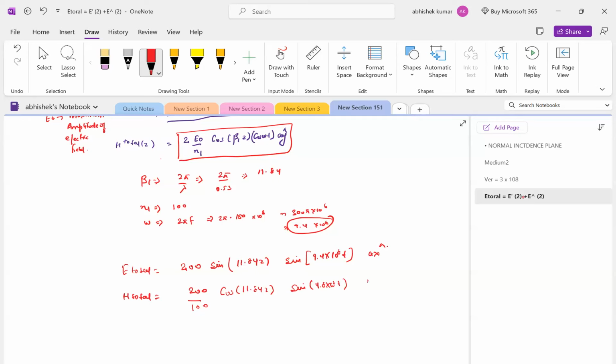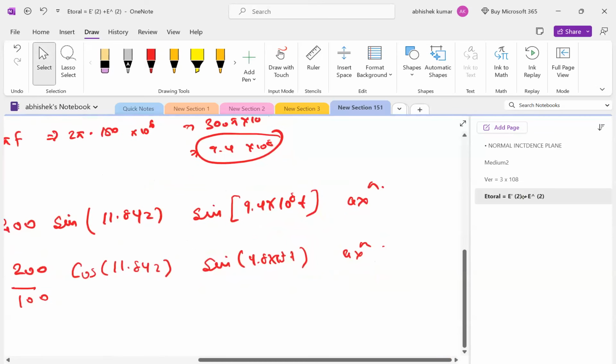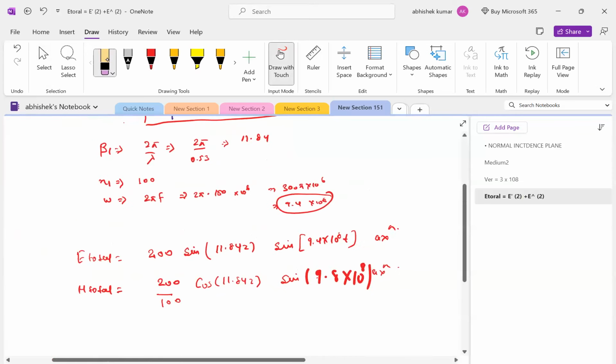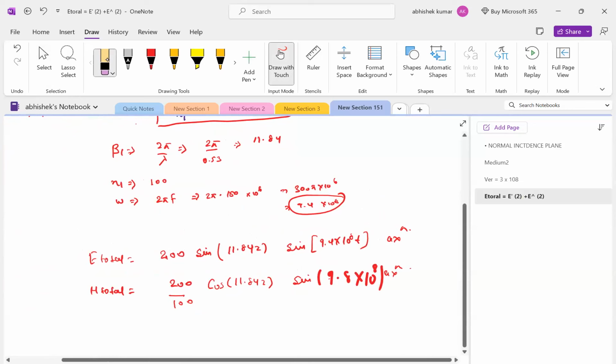What does that say? It's written very small. 9.4? 4.8? 9.4. Can you rewrite that a little bigger, please? Nine point eight times 10 to the power 8. Okay.